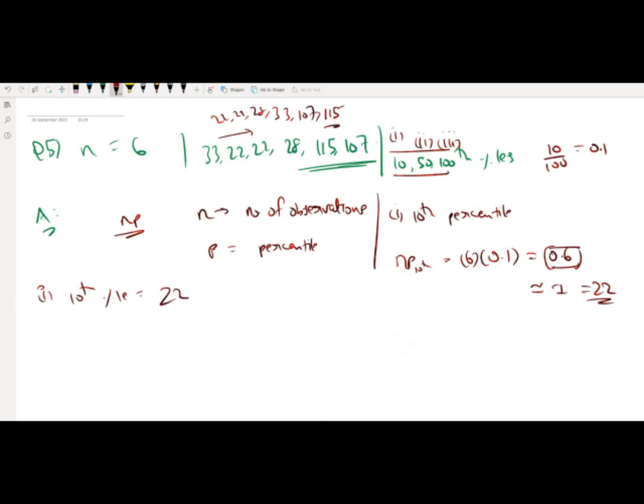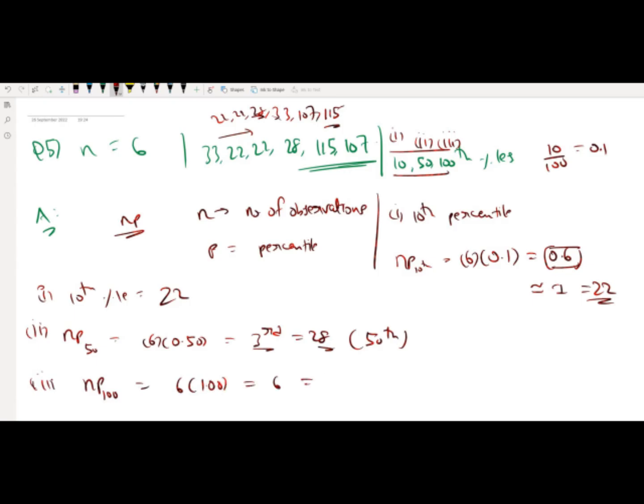Now let's go for the second one. N into p for the 50th percentile. Now n is 6 again, 50 is 0.50, which gives the third term. In our ascending order, the third value is 28. So 28 is the 50th percentile. And what are we asked at the last? The 100th percentile, which is 6 into 1.00, which is 6. The sixth term is 115. Therefore 115 is the 100th percentile. With this we have done solving the 5th question as well.